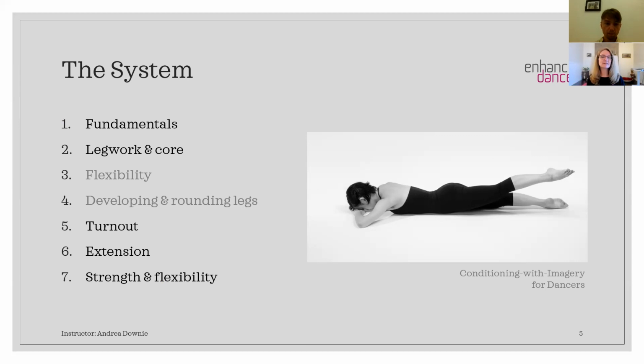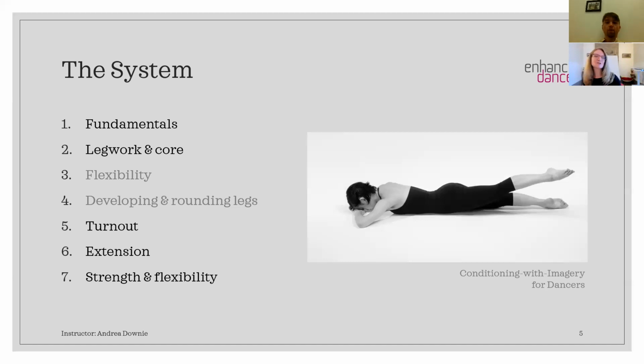Second section is dealing with leg work and core, so establishing the alignment of the legs, as well as stretching, strengthening, and releasing the muscles around the hips. At higher levels, we'll have a little flexibility section here prior to this developing and rounding of the legs section, where it's work that's suitable for genres of dance where we have the legs going up in the air, and wide-ranging motions that you might not necessarily see people doing as they walk down the street.